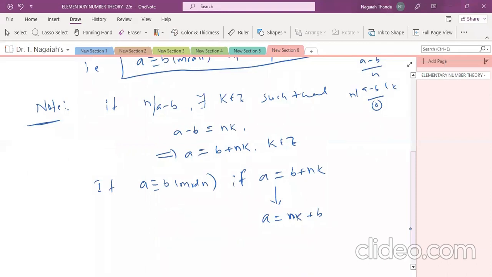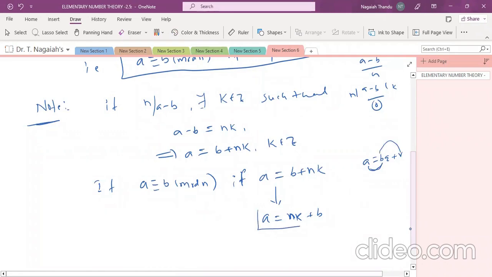It looks like A is equal to BQ plus R. Whenever A is equal to BQ plus R, by the division algorithm theorem, GCD of A comma B is the same as GCD of B comma R. Notice that. Later I will say whenever A is equal to nk plus B, this means GCD of A comma n is equal to GCD of n comma B.